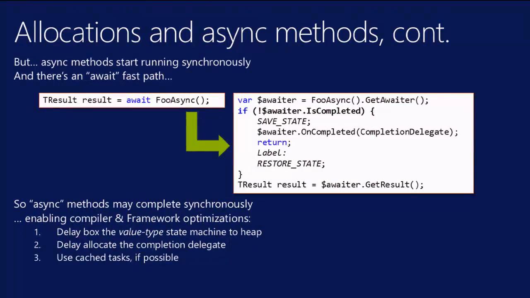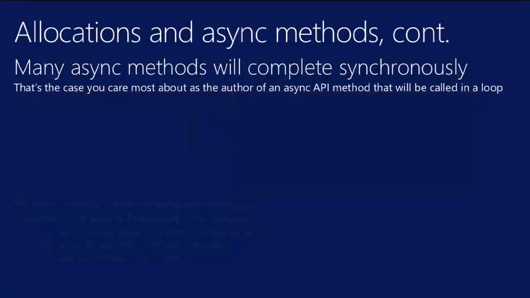And the last part, though, my method has to return a task, right? If I have an async task method, I've got to return a task. So it might seem that that last allocation is kind of unavoidable. Where's the task going to come from? But we're actually pretty aggressive about trying to use cached tasks in those cases, right? And we'll see what that means exactly.